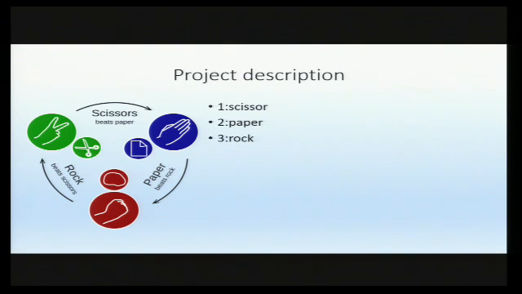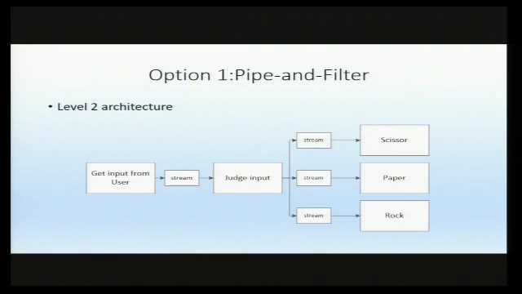So the two options of my architecture are the pipeline filter and rule-based. First is the pipeline filter. You can see the level 2 architecture gets the input from the users and then goes to pipe 1, and the next filter, the computer, will check what number the user input. Assume it's 1, we go to the top filter, the scissor, and if it's 2, we go to the medium, and if it's 3, go to the bottom.